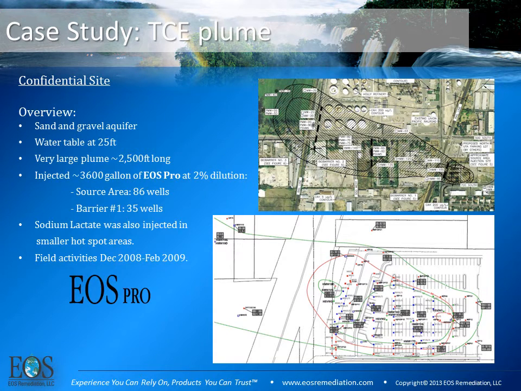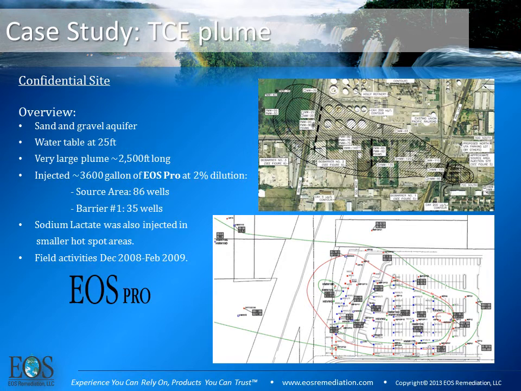This client ended up injecting 3,600 gallons of EOS Pro at a 2% dilution. They injected into both the source area, and then they did a down gradient barrier. The other thing they did is, before they injected EOS Pro, they preconditioned the aquifer with sodium lactate. And they also did that in a lot of the hot spot areas to sort of help get the ORP, get that DO down, and start maybe hitting some of those more concentrated areas. This project occurred in 2008 and 2009.